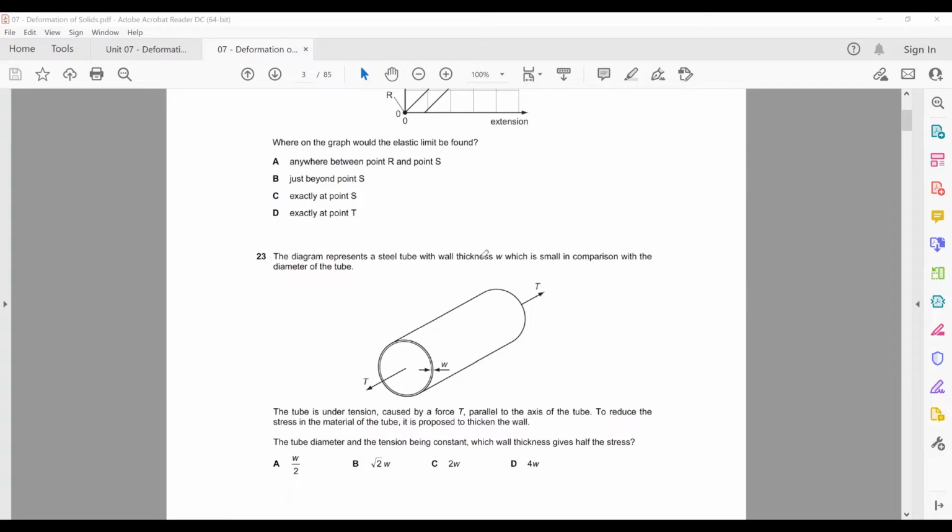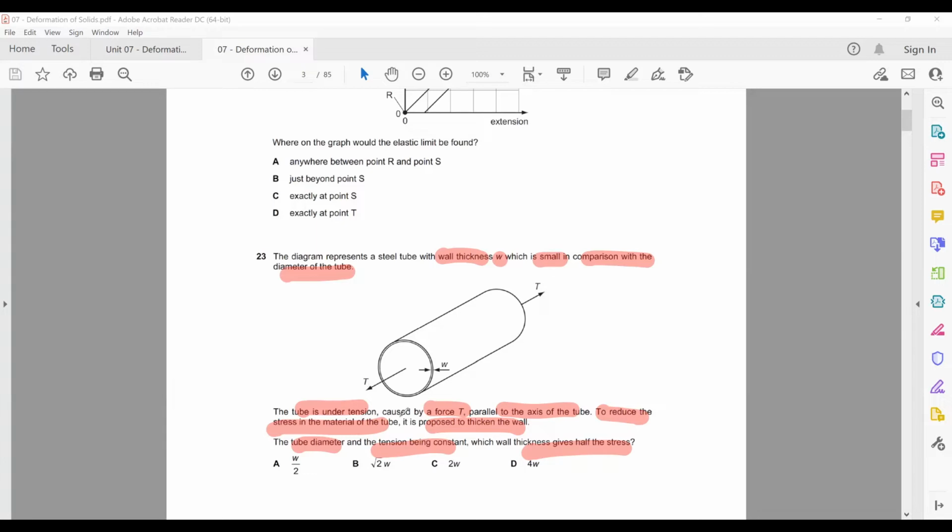Wall thickness W, which is small in comparison to the diameter of the tube. The tube is under tension caused by force T parallel to the axis of the tube. To reduce the stress in the material of the tube, it is proposed to thicken the wall. With the tube diameter and the tension being constant, what wall thickness will give you half the stress?